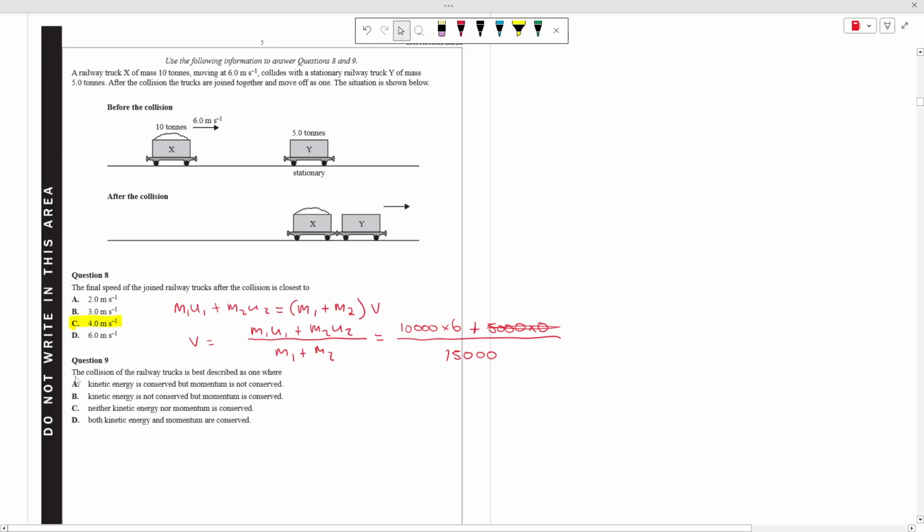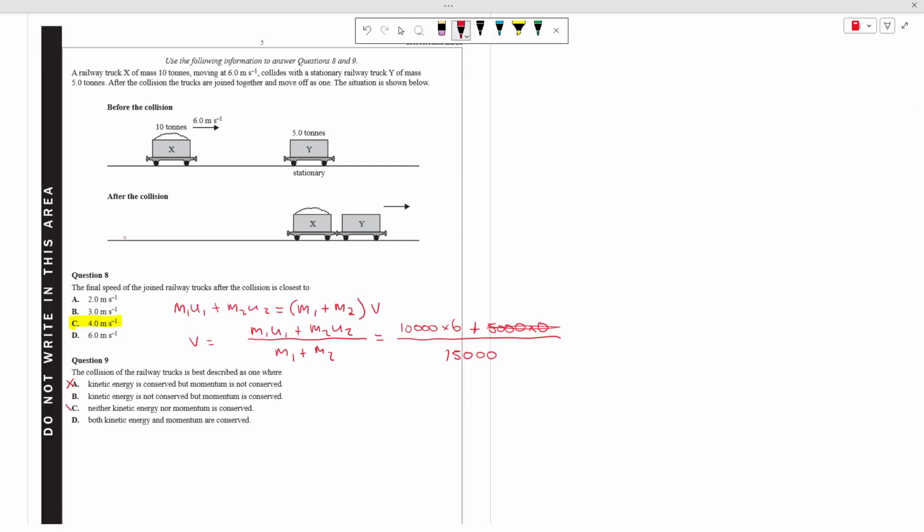Question 9. The collision of the railway trucks is best described as one where, and we've got a bunch of options here. Kinetic energy is conserved, but momentum is not conserved. Well, this seems to be an isolated system with no external forces. So we can immediately rule out any that say momentum is not conserved, so it can't be A. Kinetic energy is not conserved, but momentum is conserved.